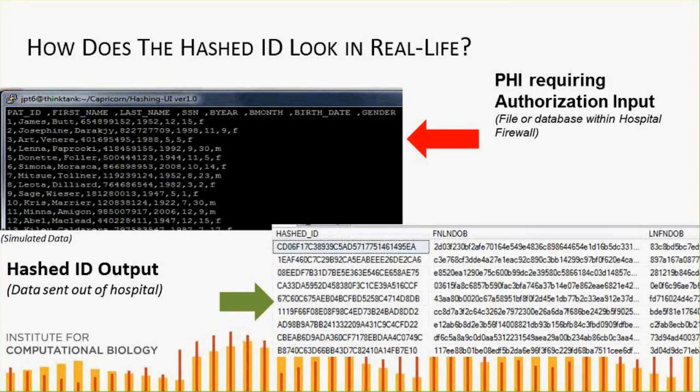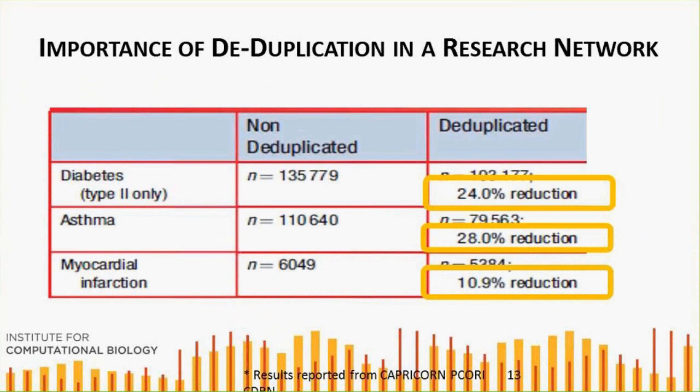Okay, and why is it important for us to have these hash codes and to be able to what we call deduplicate? In other words, if Mr. Smith is seen at UH and at Metro and at Cleveland Clinic for a variety of things, we don't want three separate records in the database for him. We want to know it's him, and we want to get all the data together.